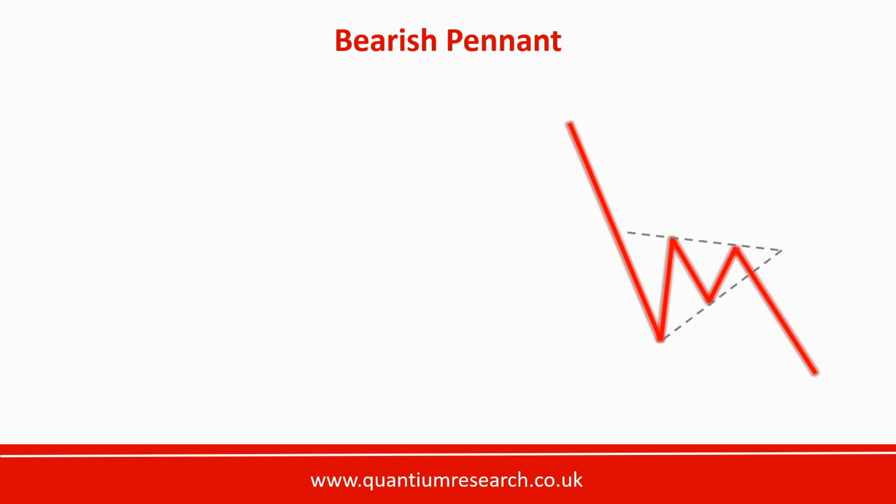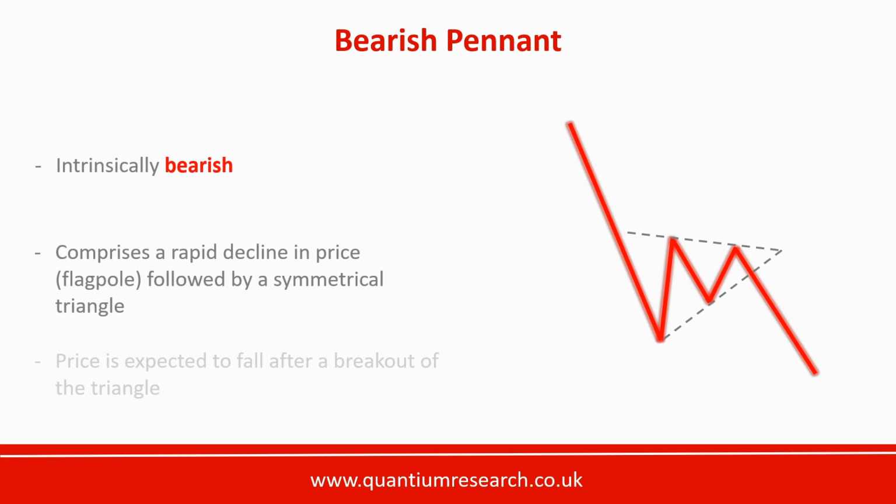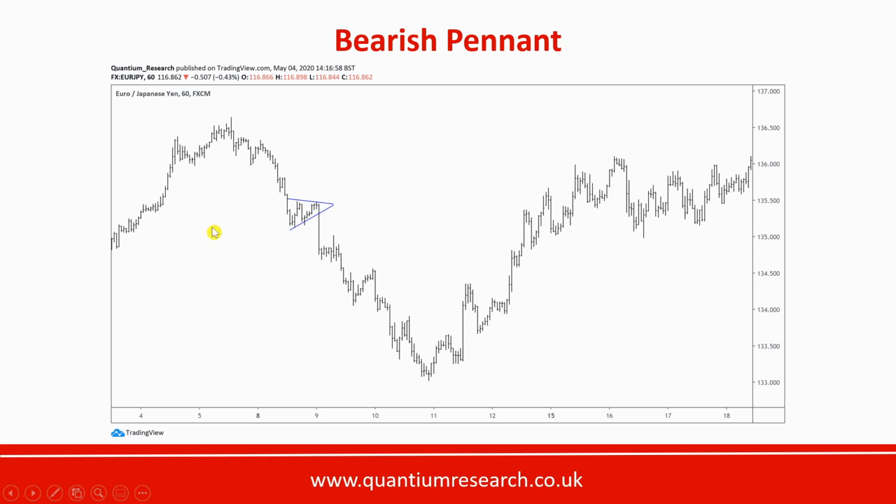Now with the bearish pennant, this occurs when a rapid decline in price is followed by a symmetrical triangle. The price is then expected to fall further if price breaks out of the triangle to the downside. As we can see here, the price breaks out of the triangle and has a bearish outcome, hence the intrinsically bearish assumption. So let's get an example in context here.